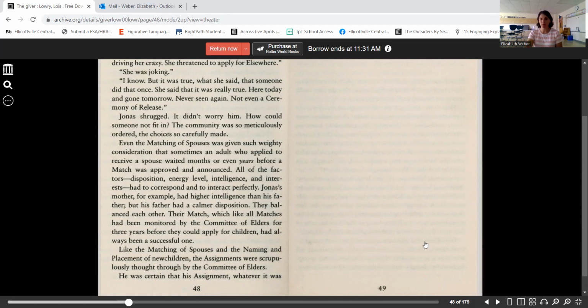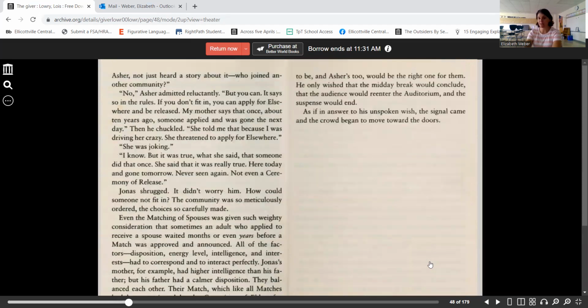Like the matching of spouses and the naming and placement of new children, the assignments were scrupulously thought through by the committee of elders. He was certain that his assignment, whatever it was to be, and Asher's too, would be the right one for them. He only wished that the midday break would conclude, that the audience would re-enter the auditorium and the suspense would end. As if in answer to his unspoken wish, the signal came and the crowd began to move toward the doors.